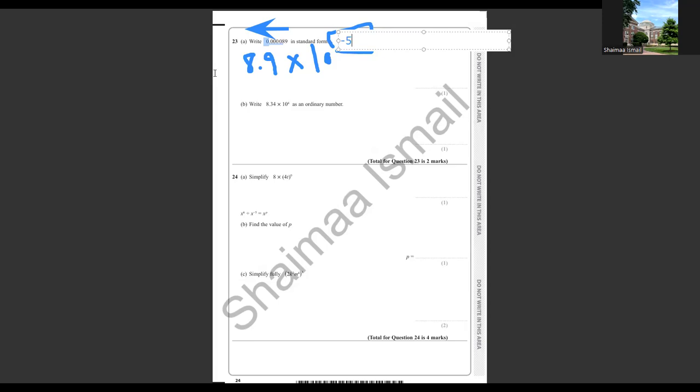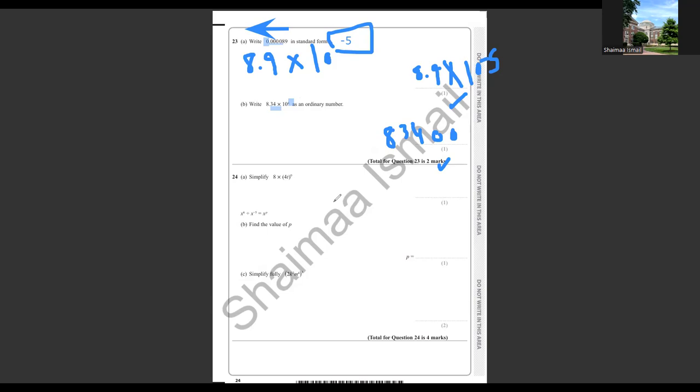So the final answer here will be 8.9 multiplying by 10 to the power negative 5. Okay, write this as an ordinary number. Here we're going to expand. We're going to take this decimal point and move it for 4 places according to the number of the power. We have 4, so we're going to move 1, 2, and if we don't have any numbers, we have to add zeros. So 3, 4, we have to add 2 zeros. So here we write it like 8, 3, 4, and 1, 2.